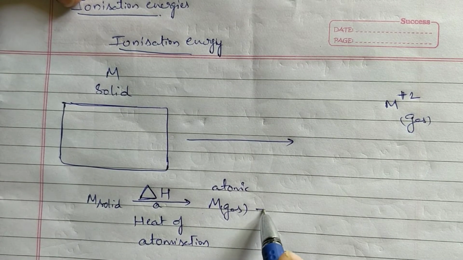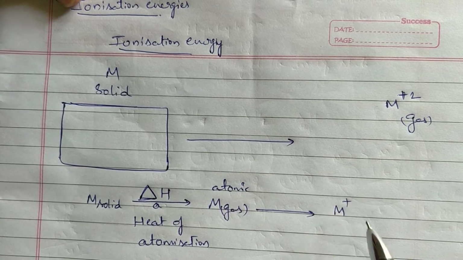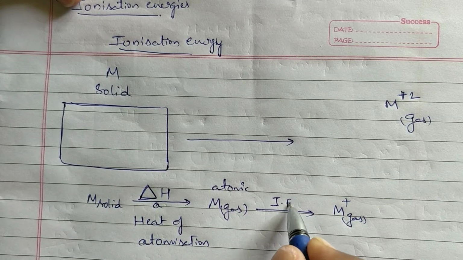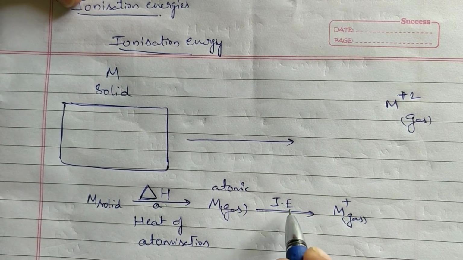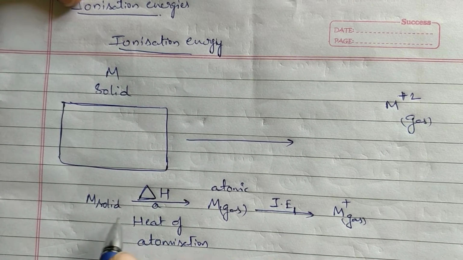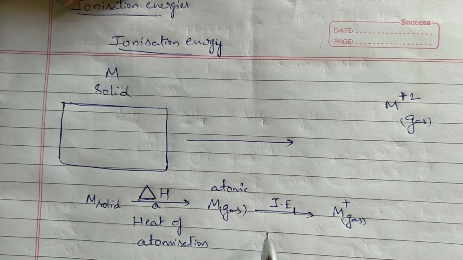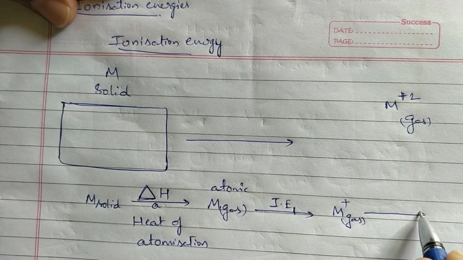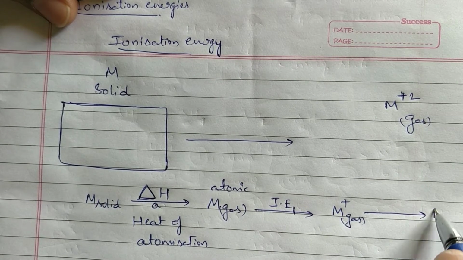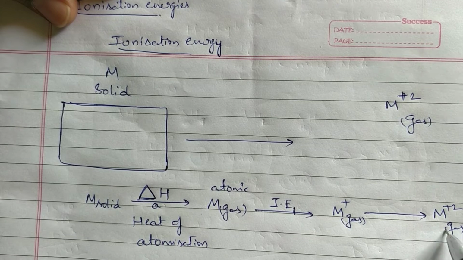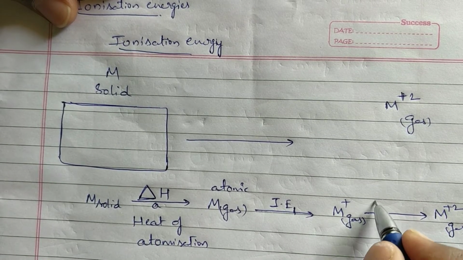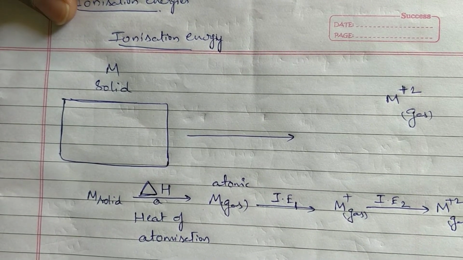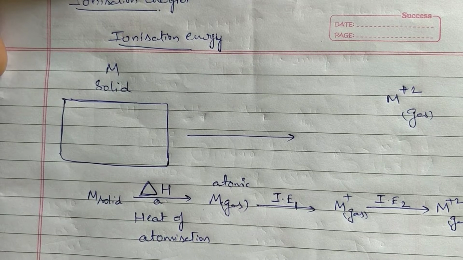Now this should be converted to M plus, the unipositive ion in gaseous state, by the absorption of some energy, which is called ionization energy 1. After completion of this, I will tell the definition also. Now this unipositive ion is converted to M plus 2 in gaseous state by the absorption of some more energy, which is called ionization energy 2.